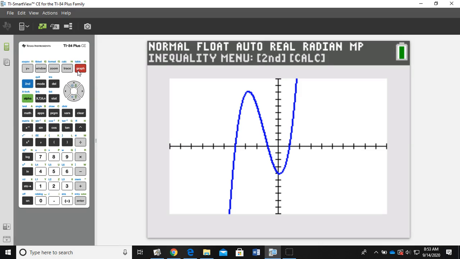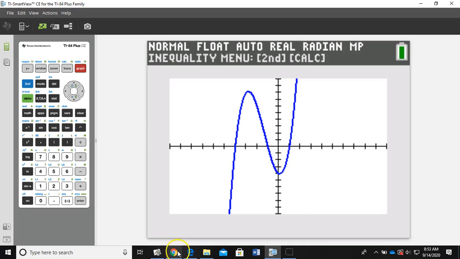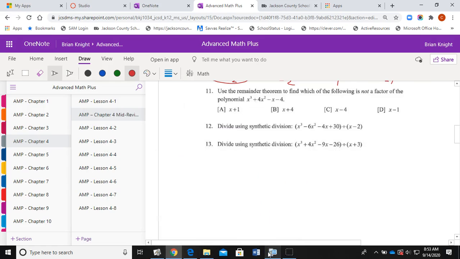I hit graph. So this time again, 1, 2, 3, 4. So x plus 4 is a factor. X plus 1 is a factor. X minus 1 is a factor. So that means which one of those was not a factor? C. X minus 4 is not a factor.